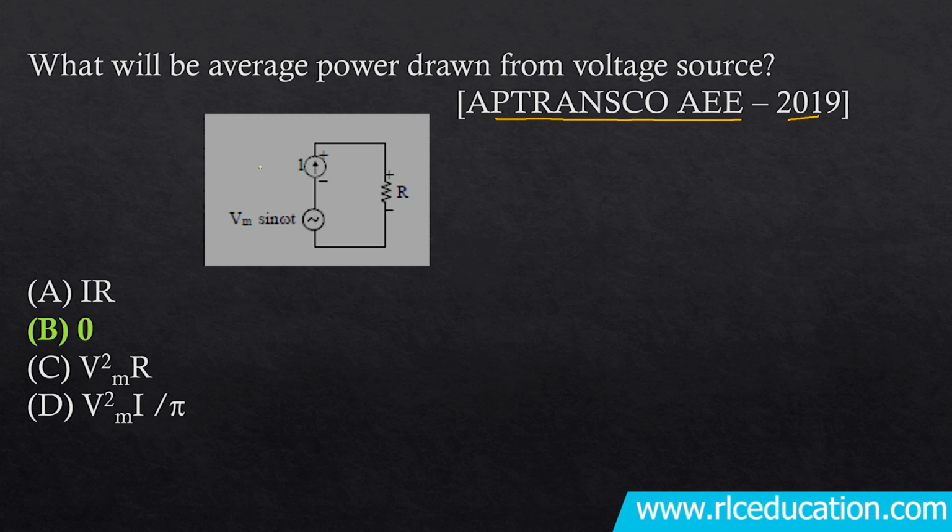Here some source is given and it is asking you to find the average power drawn from the voltage source. There is a resistive load drawing some power from the source. There is a voltage source and a current source, and it asks what is the power drawn from this voltage source. This current source has no significance with respect to power, but it indicates the current direction of that particular voltage source.